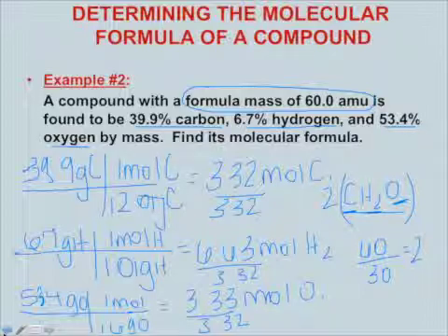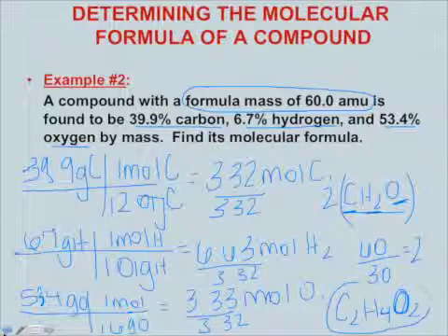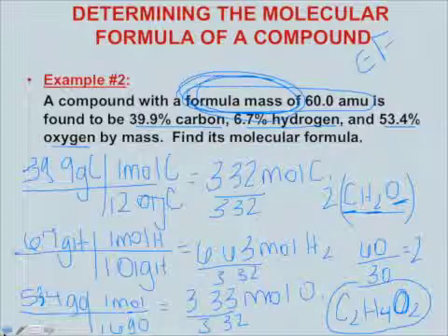When I do that, my real formula, my molecular formula, is C2H4O2. Okay, so that's how you find molecular formulas. The first thing is you've got to have an empirical formula, and you've got to have a formula mass or a molecular mass. Those are the 2 bits, all right?